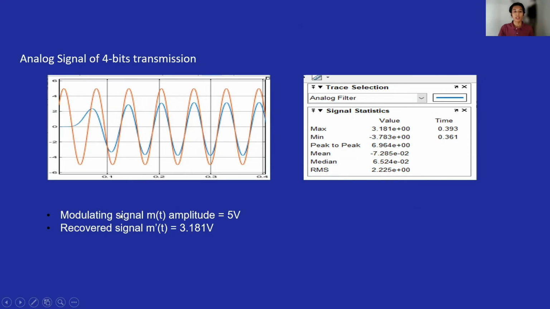So for the modulating signal, which is the input, the amplitude is 5 volt, while the output signal, which is the recovered signal, is 3.181 volt.